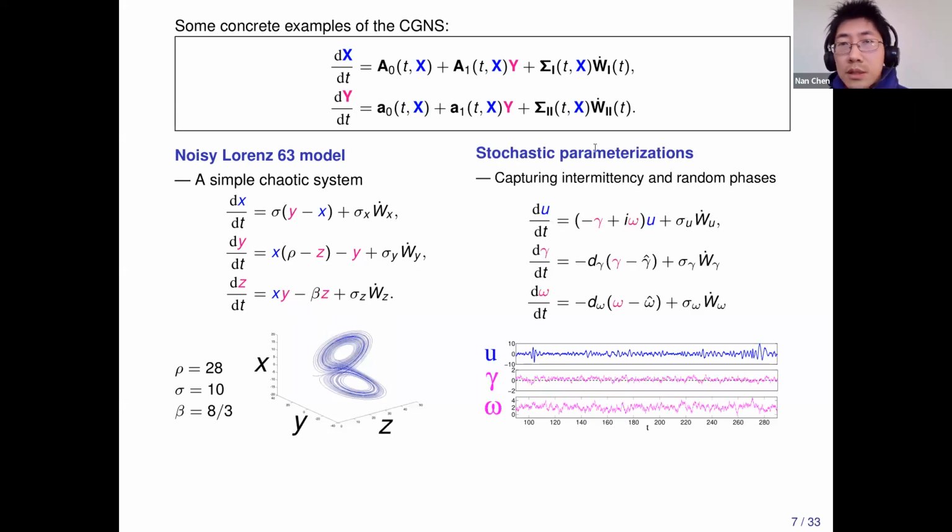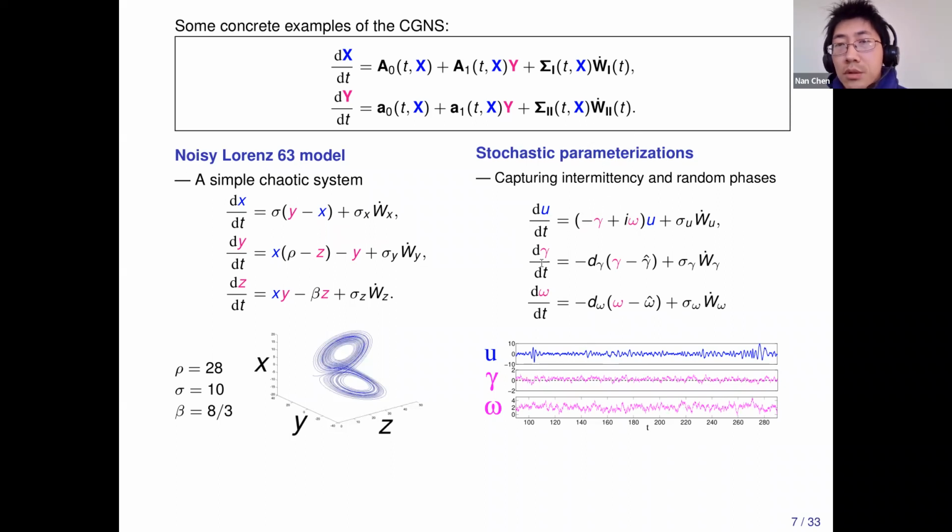Another simple example is about these stochastic parameterizations. Say if now I give you a time series of this U, this blue one, you can see there are some of these extreme events, intermittencies, right? So if we just want to use a linear Gaussian model, say if gamma and omega are both constant, then you can never capture these extreme events.